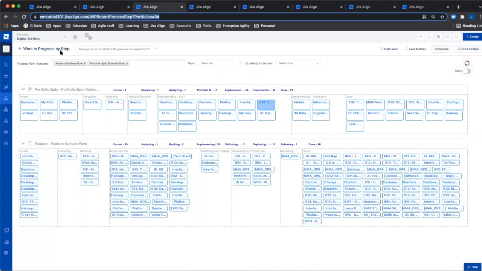There's also the view of work in progress by step. Here we can see the different initiatives in the portfolio Kanban flow steps that we have, and how the work you are doing federates through to the different layers. And here we can see an example of a portfolio Kanban system and a feature Kanban system and how they're connected.